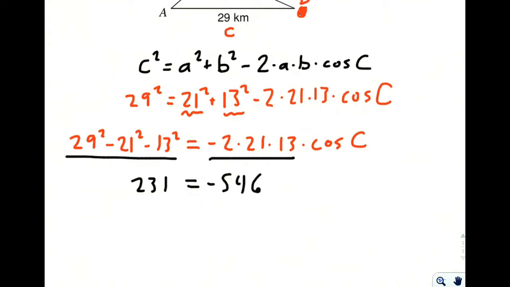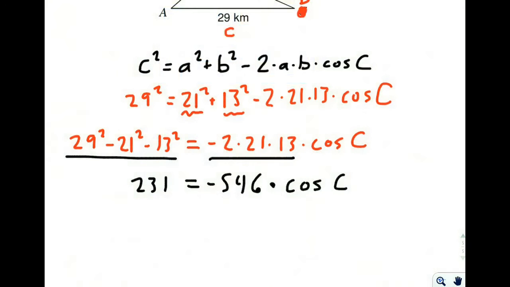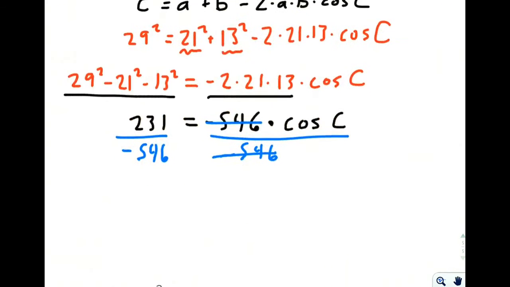546. Now remember that negative 546 is being multiplied by cosine C. Not added, not subtracted, is being multiplied. Reason that matters is your next step is to get cosine C alone, which involves division, not subtraction. So divide both sides by negative 546, and that part will cancel from both because it's just multiplied over there. And now we have the cosine of C alone, and it is equal to whatever 231 divided by negative 546 is, which is approximately negative 0.423.